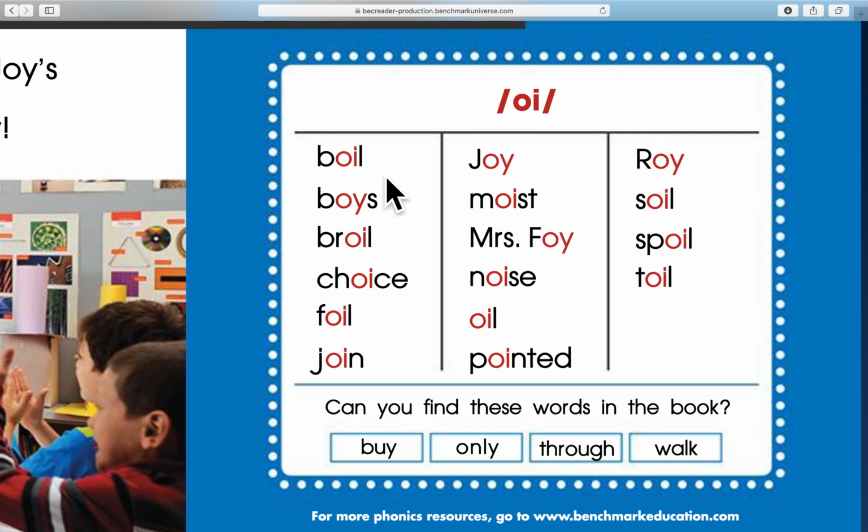Boil, boys, broil, choice, foil, join, joy, moist, Mrs. Foy, noise, oil, pointed, Roy, soil, spoil, toil.